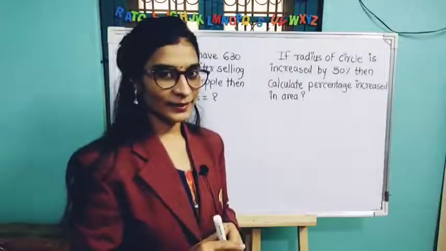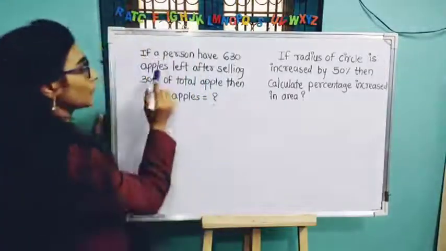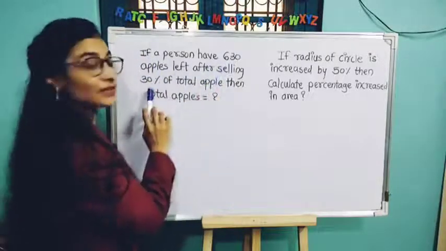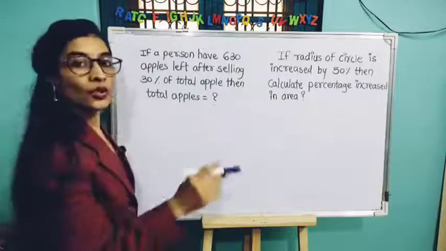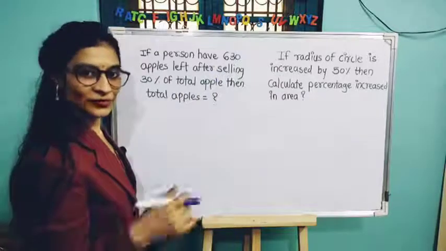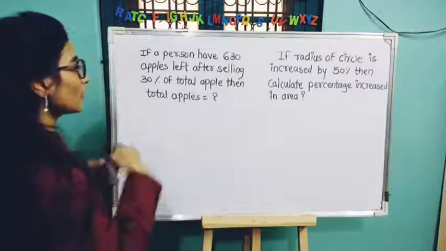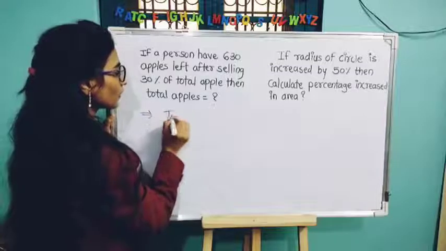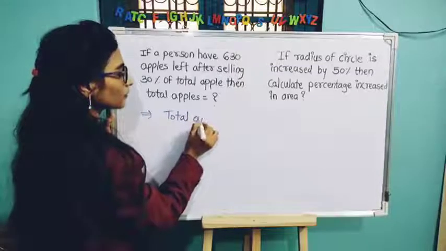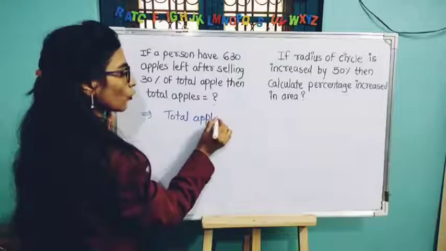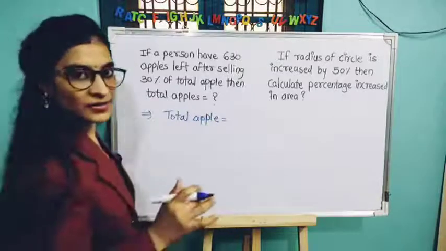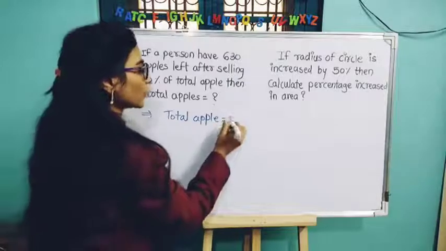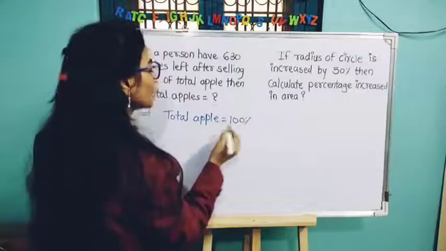Let's take another example here. In this example, a person has 630 apples left after selling 30% of the total apples. How many apples did that person have? We have to find that. So in this case, after selling 30%, we have to consider the total apples as 100%, the complete whole. I explained in a previous video that the whole we have to consider as 1, meaning 100%. So 100%, and out of that 30% sold.